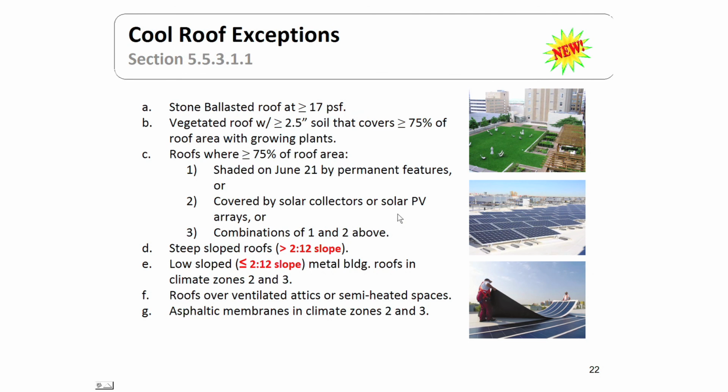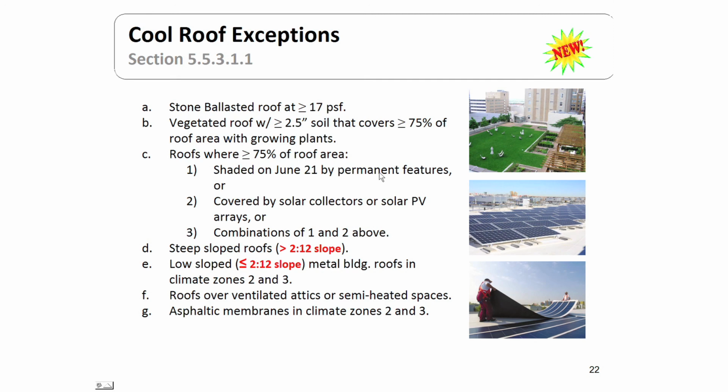And there are exceptions to this as well as many, many other things in the standard. So here are the exceptions to the cool roof. If you have a stone ballasted roof weighing 17 pounds per square foot or more, if you have a vegetated roof, some people just call that roof gardens, with 2.5 inches of soil on it. If that covers 75% of the roof area, then you're growing plants and so on, then that's exempt.